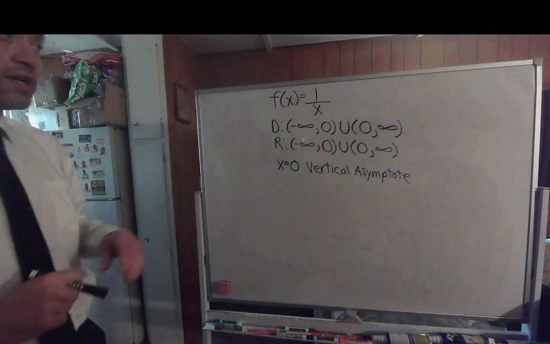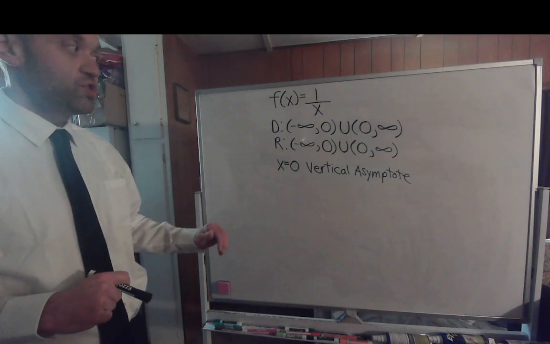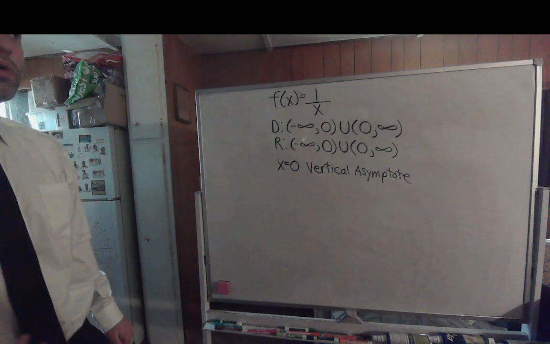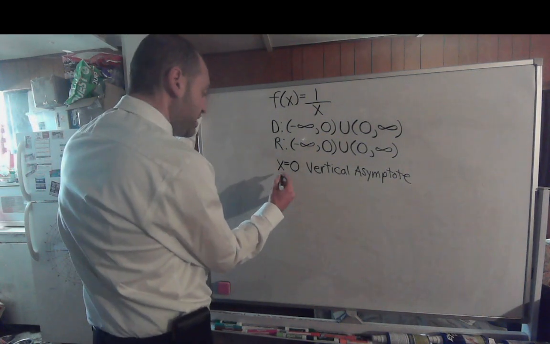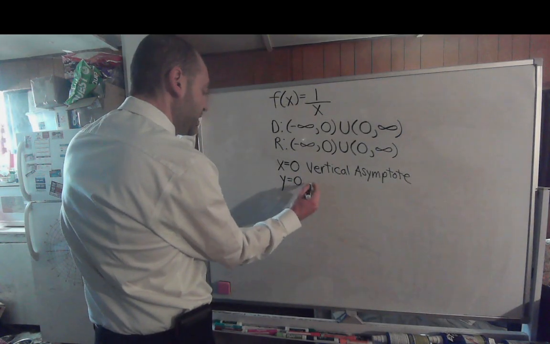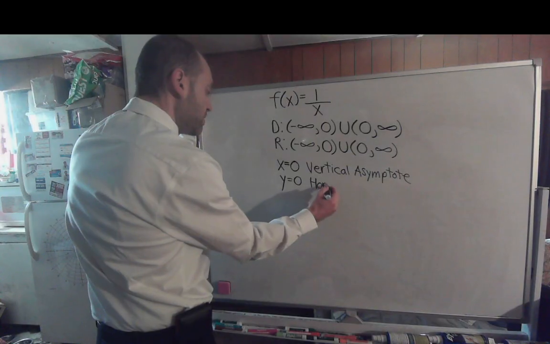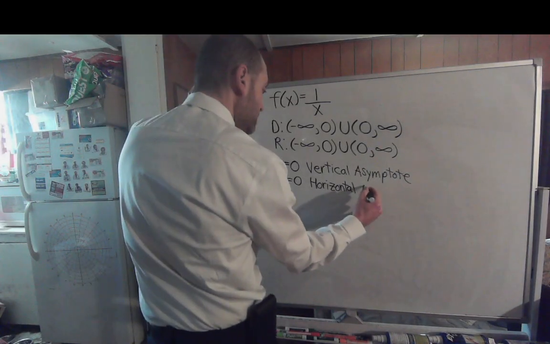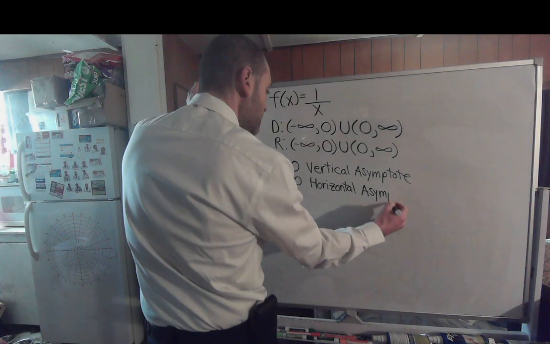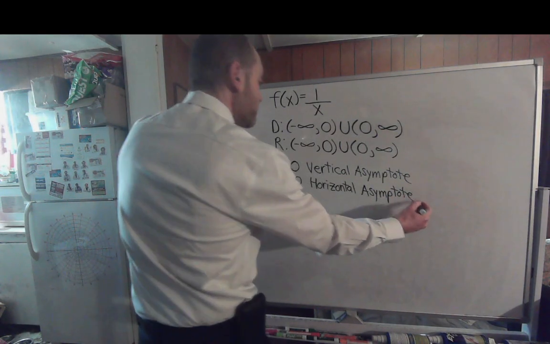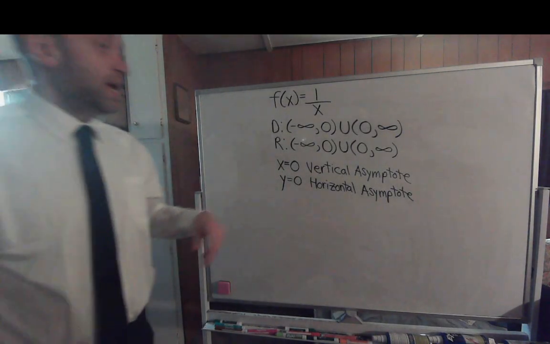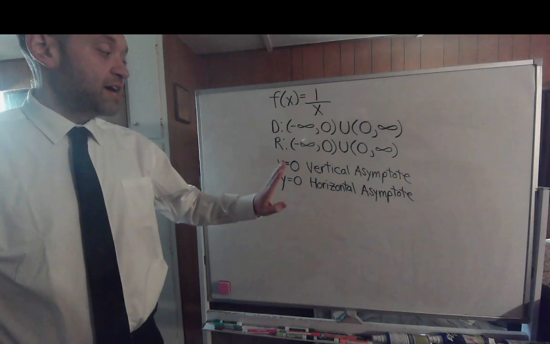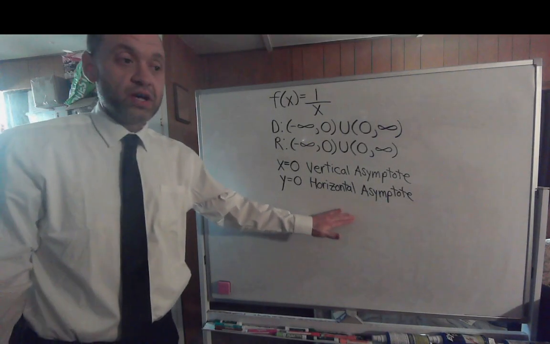There's also a horizontal asymptote, which deals with our range. Notice in the range, the y value gets infinitely closer and closer to 0 without actually reaching it. So you also have a horizontal asymptote at y equals 0. In fact, here's the thing with horizontal asymptotes. If the degree of the numerator is less than the degree of the denominator, it'll always have y equals 0 as a default horizontal asymptote.